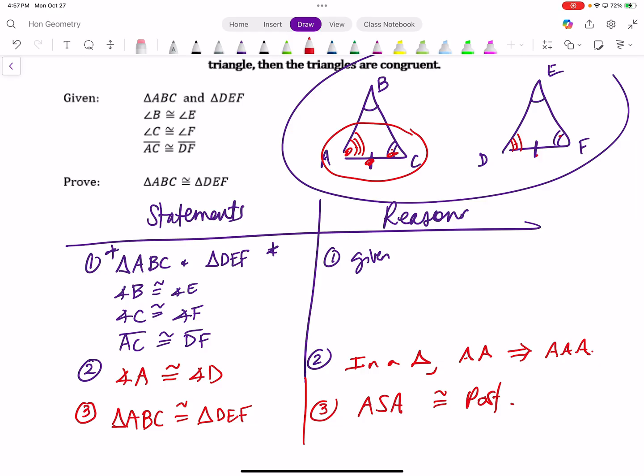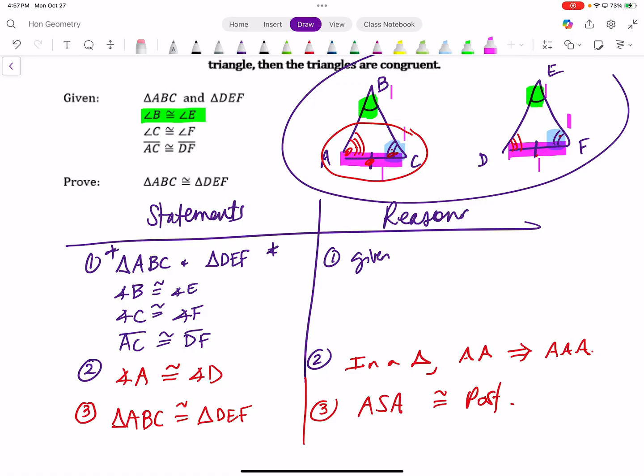Okay. Now, I guess I should have mentioned this a little bit more. We had our two triangles. Angle B was congruent to angle E, so there's two angles. Angle C is congruent to angle F. And then we've got side AC being congruent to side DF. So see how it goes, angle, angle, side.